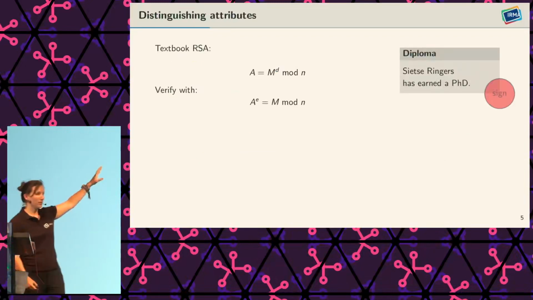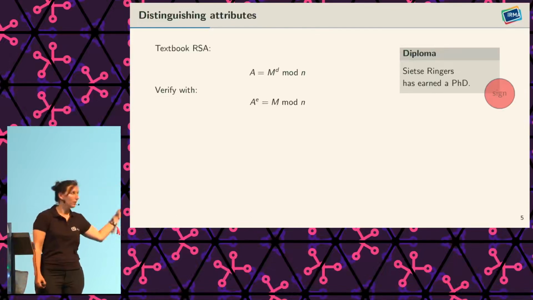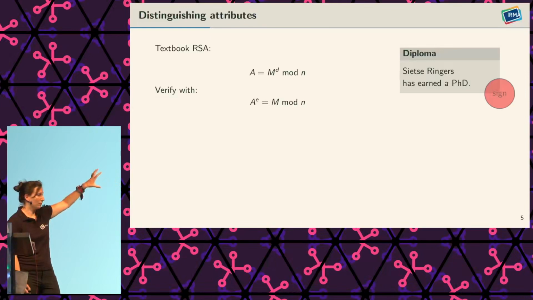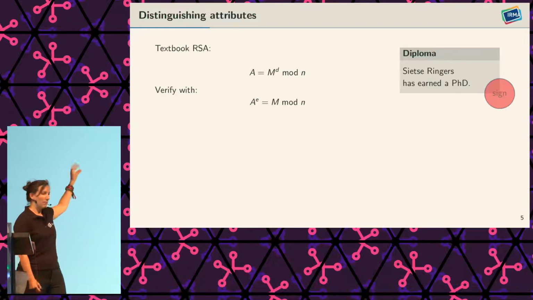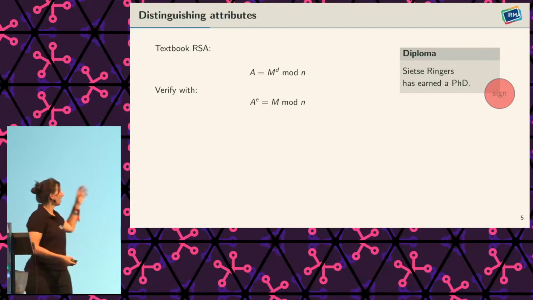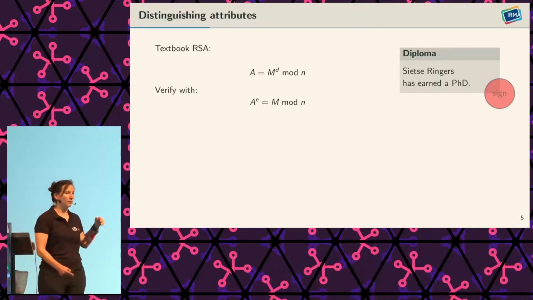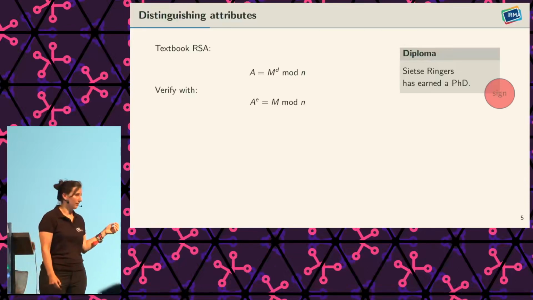On the right-hand side, you will see our example that we will talk about all of the time. This time, it's the diploma again, with a little bit less information than we saw before. It's the name, Sitzeringes, and a bit of text, and a PhD with a stamp. So how would this digitally look like? Well, the complete data of the diploma would be represented by just a number, M in this case, and the signer, so the university who will issue this diploma, can then take this number M to the power of a secret value D, modulus N, and it will result in the signature A.